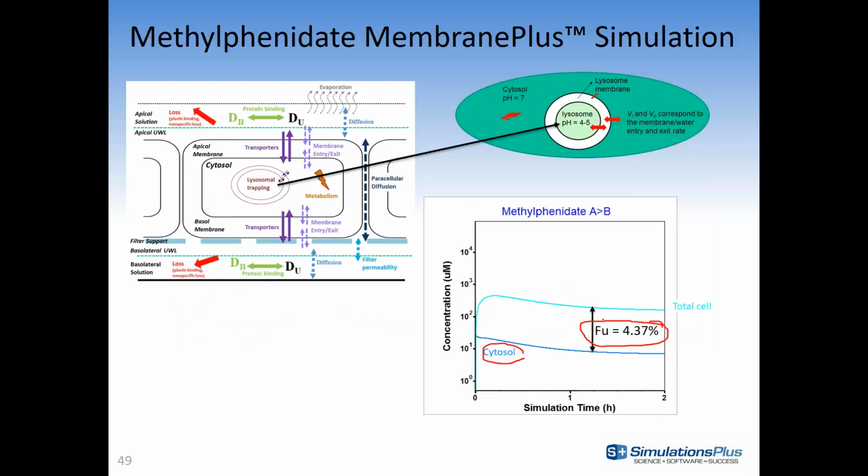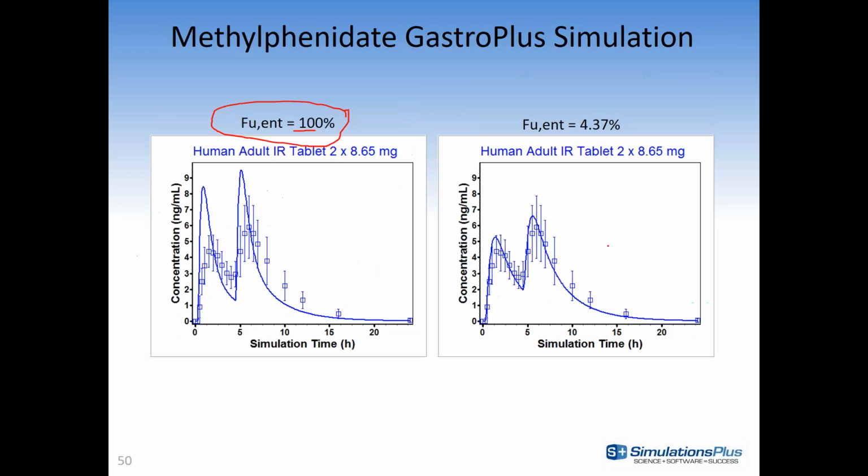But if we take the FU as predicted from MembranePlus and use that as a fraction unbound in enterocytes in GastroPlus simulation, we are getting much more reasonable prediction for the in vivo simulation. Of course, this part is still under investigation, and we are still validating all different models, but some of this initial work is showing a great promise that we may actually be able to start predicting the fraction unbound in enterocytes, at least for this compound, for these types of compounds where the trapping in the lysosomal compartment is the dominant effect.